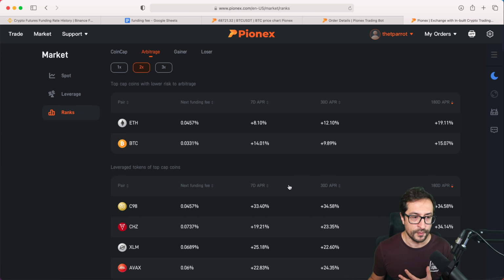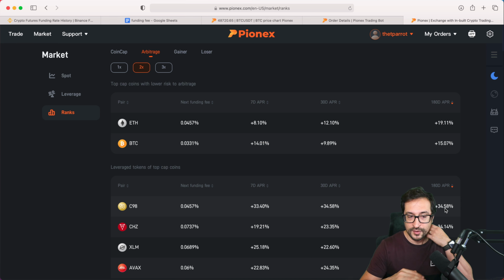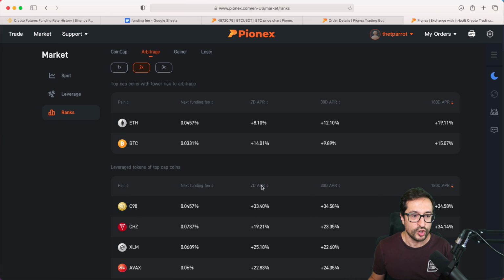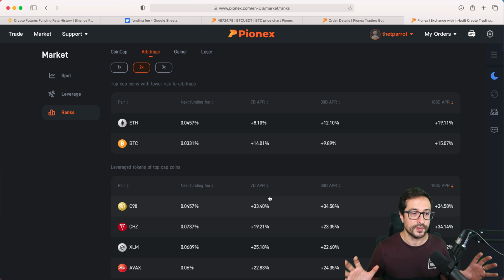They were saying, oh, I'm going to be getting 33%. That's amazing. In 30 days, I'm going to be getting 34. And then in 180 days, 34. Wait a minute. That doesn't make any sense. No, that interpretation is completely wrong. The right interpretation is that on 7 days, the funding fees that you were getting every 8 hours, if they were applied for a period of a whole year, you would have made 33%, as long as those fees remain in that range of the last 7 days.